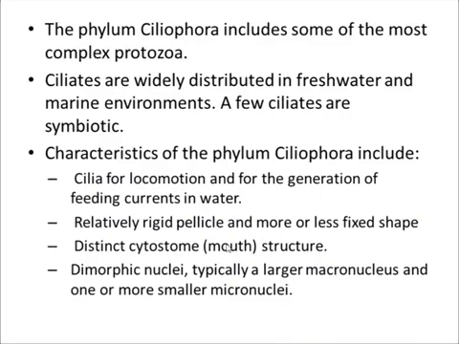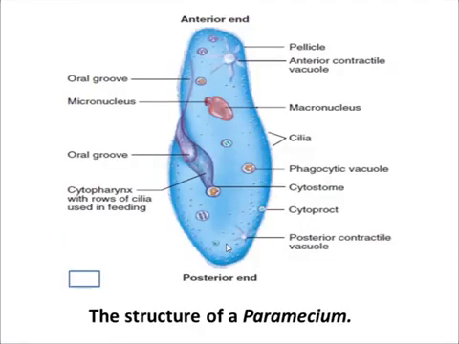currents in water, a relatively rigid pellicle and more or less flexible shape, and the distinct cytosome and mouth structure. The dimorphic nuclei: there are two types of nuclei, that is the macronucleus and the micronucleus. So these are some basic characteristics of the phylum Ciliophora.